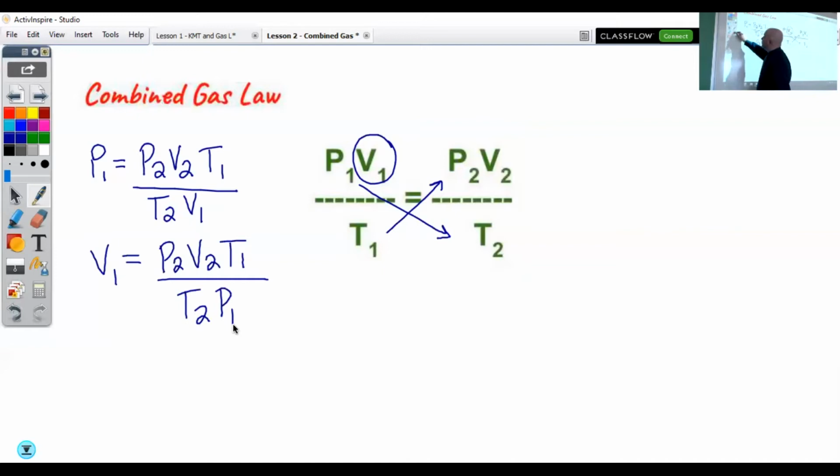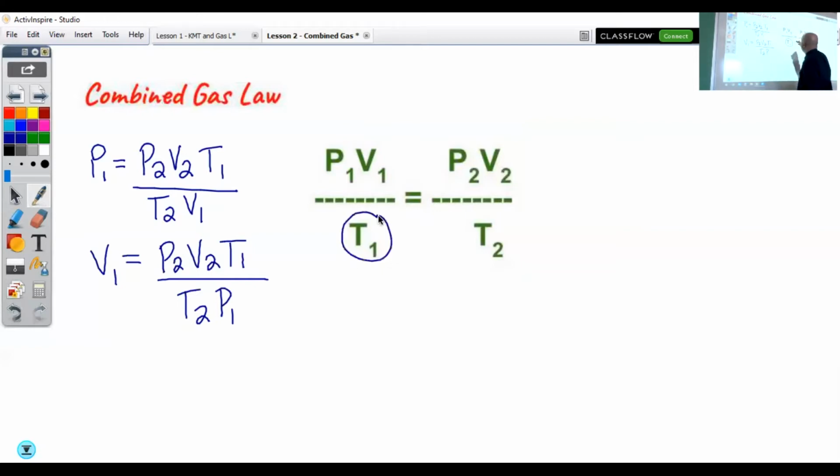Let's try it again. This time, we need to solve for temperature 1. And this is a little more challenging for students because it's on the bottom of a fraction. So solving for temperature 1, the very first thing that we need to do is move it to the top. So now we have temperature 1 over here. Now, in order to isolate temperature 1, remember it's not here anymore. In order to isolate temperature 1, we have to move these other 3 variables away from it.